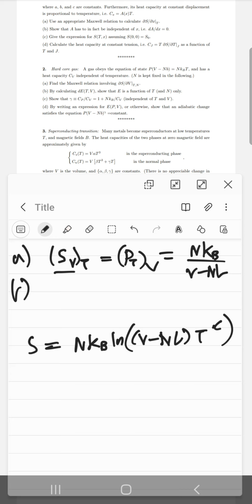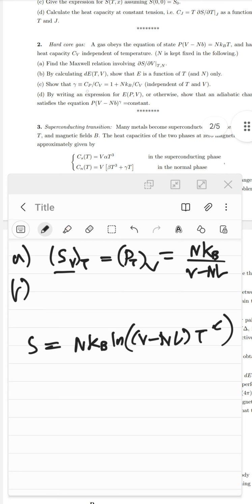Okay, actually there's another thing that we could be using. So before doing that, let's do part C. Show that gamma is Cp by Cv, that's equal to 1 plus nkB upon Cv. So it's independent of temperature and volume. Okay, cool. Let's just do this thing.